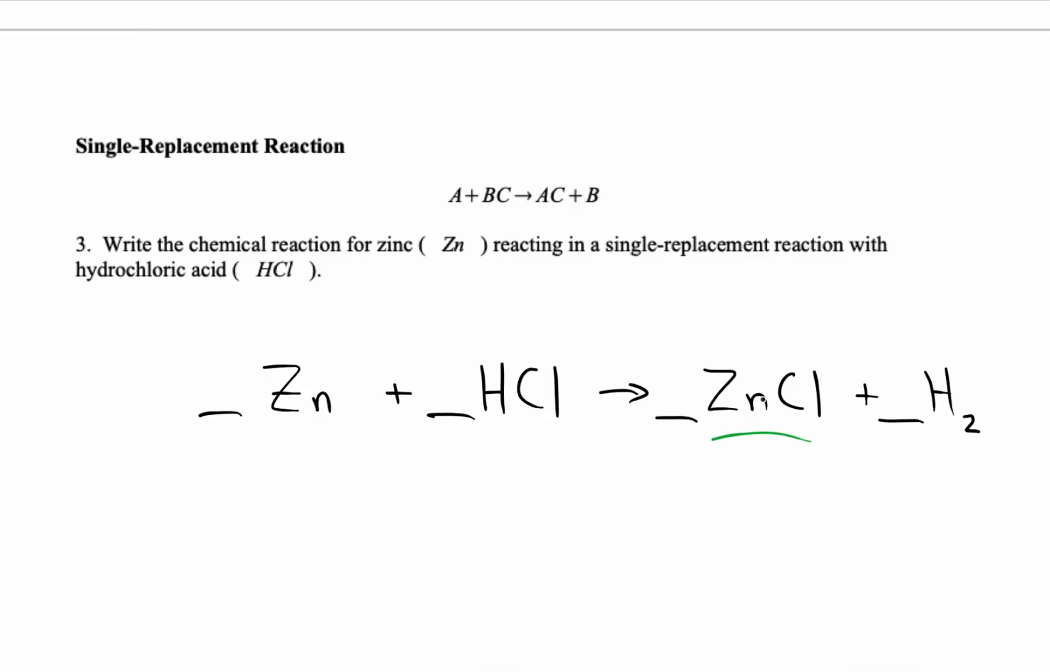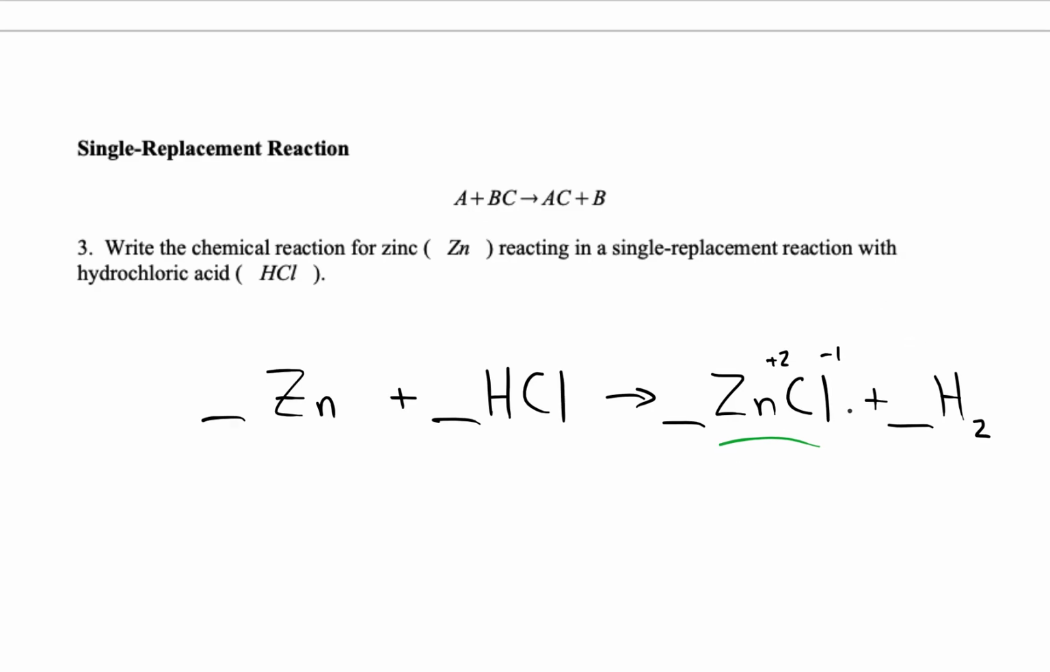If zinc gives off 2, it'll form a +2 ion, and chlorine always accepts 1. So we can cross those and show that our formula for zinc chloride is actually going to be ZnCl2. That's important to determine before you ever try to balance the chemical equation. You want to make sure that you have the right subscripts, the right number of elements in each compound. All right, now that we have that, we can go on to try and balance the equation.